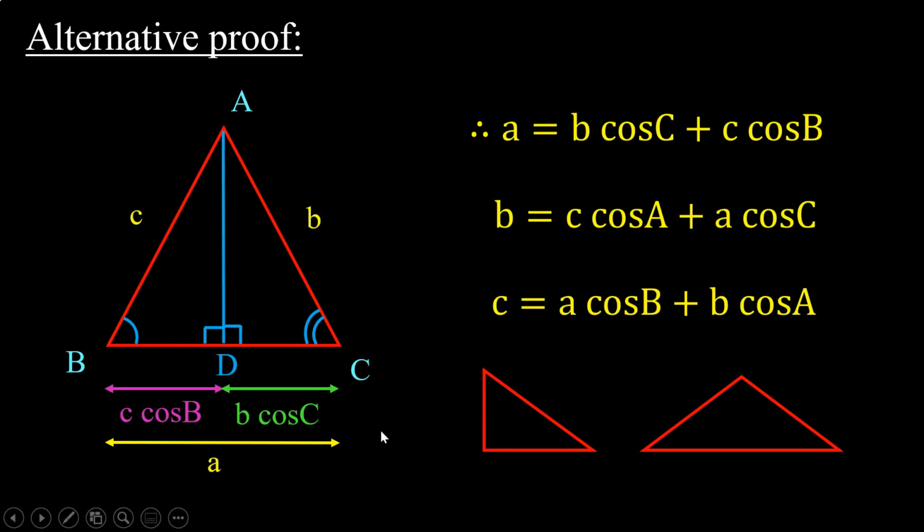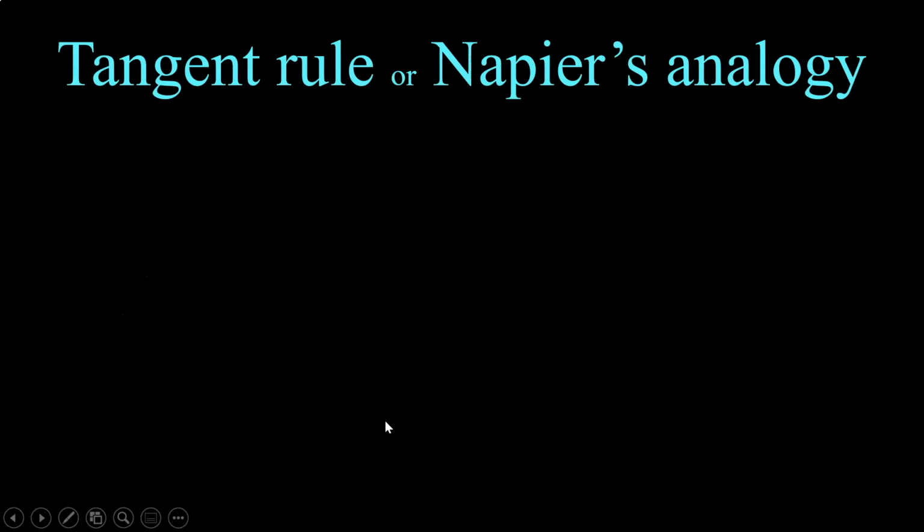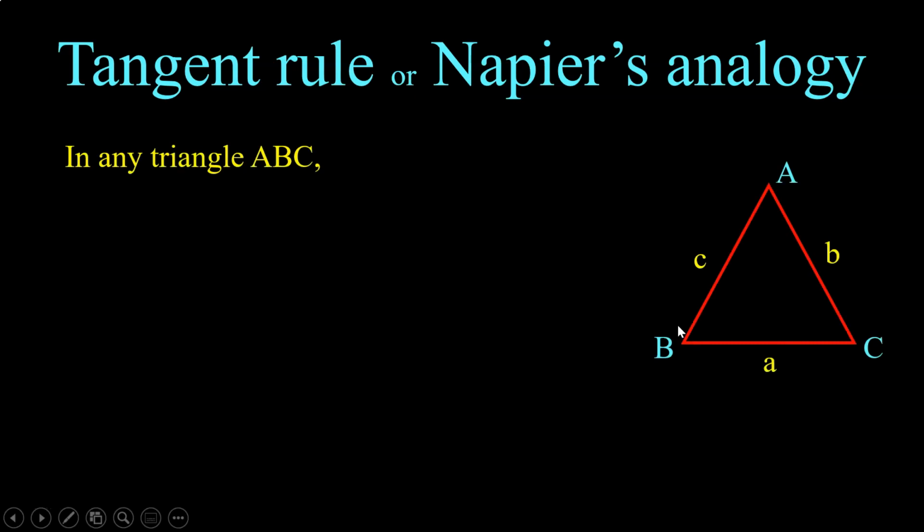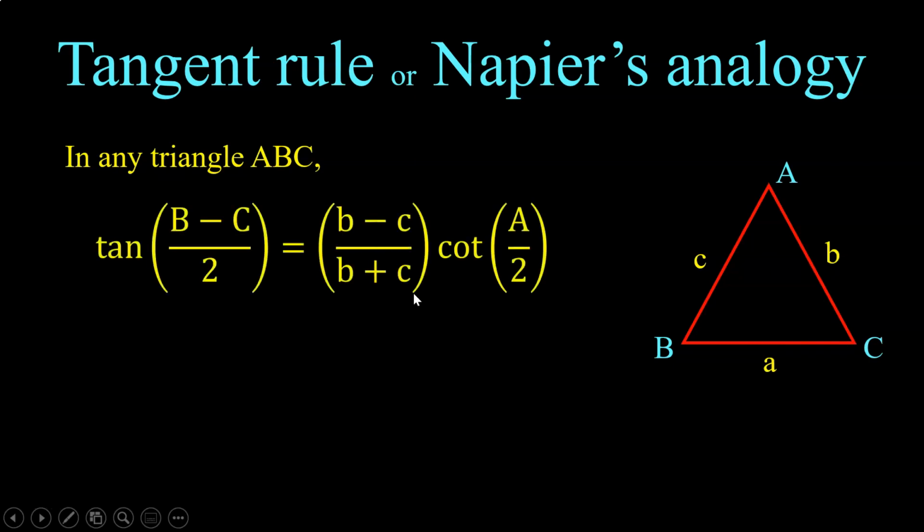Now moving on, we'll see the tangent rule, also known as Napier's analogy. So it is, in any triangle ABC, we have tan((B − C)/2) = ((b − c)/(b + c)) cot(A/2). That is this one. Similarly, we can write the other two formulas as well. So in place of B, C will come. In place of C, A will come, in a cyclic form. In place of A, B will come.